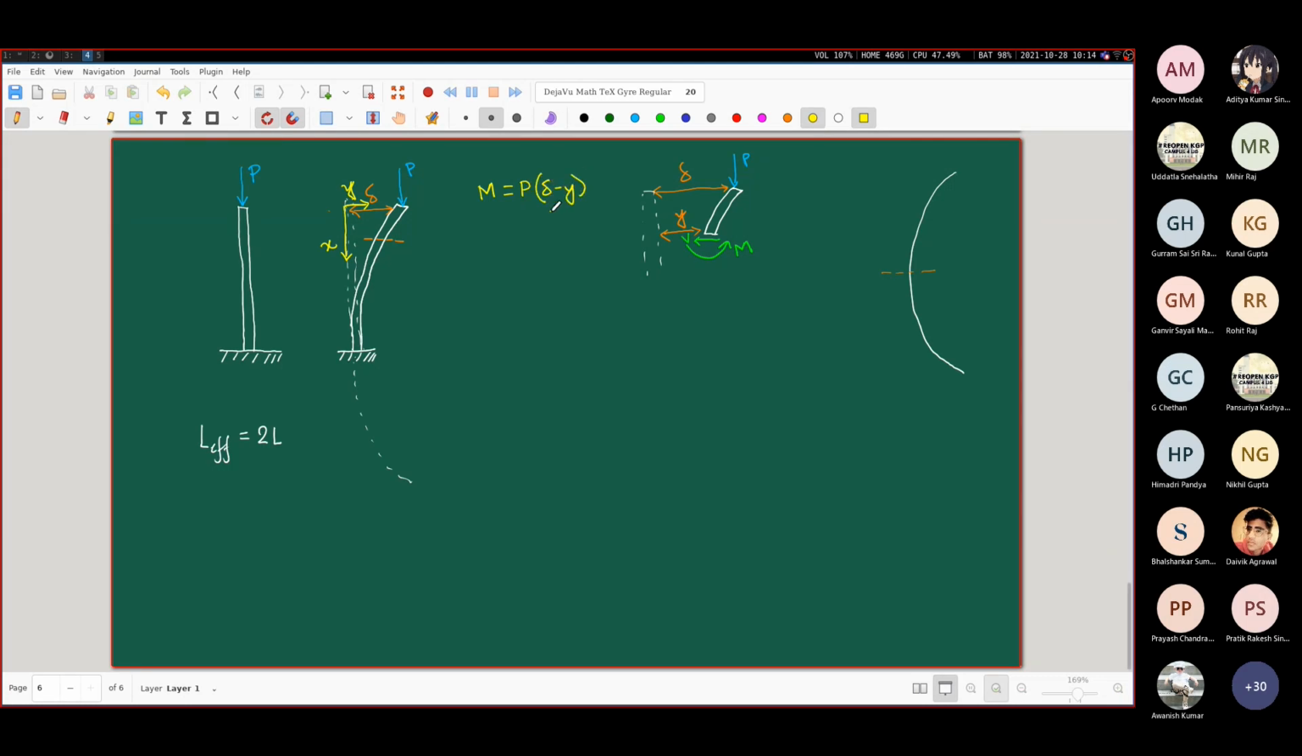Very good. And this should actually be positive, because this is in an anti-clockwise sense and this is clockwise, so this is perfectly all right. M is equal to P into delta minus y. Now all that we have to do is go back to our trusted equation, which connects the moment with the curvature.